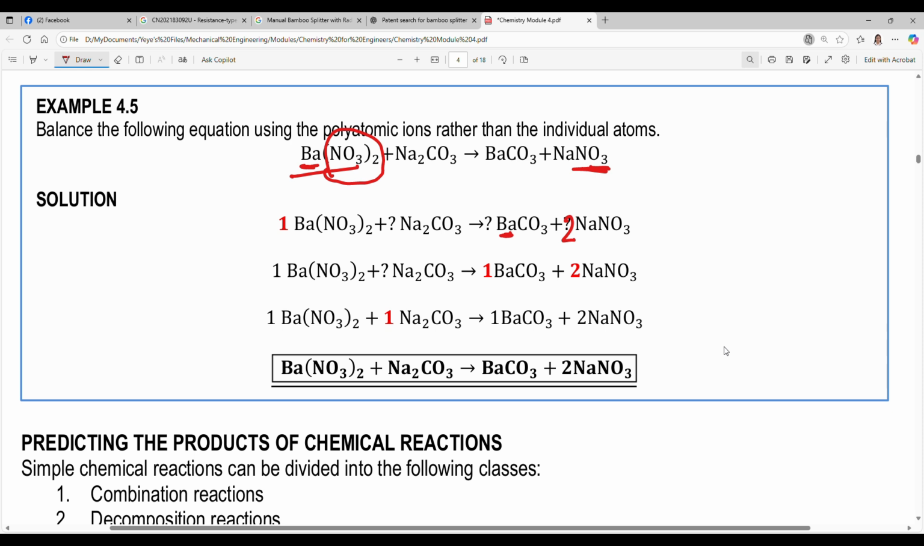Then carbonate here is 1 also. Sodium 2, sodium 2. So the equation is now balanced: 1 mole of barium nitrate plus 1 mole of sodium carbonate will yield 1 mole of barium carbonate and 2 moles of sodium nitrate. Okay, so that is all for the balancing of chemical equations.